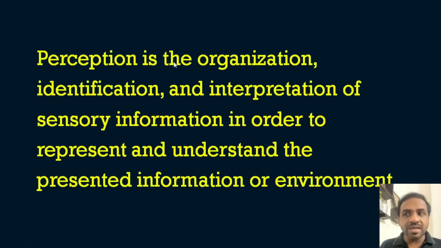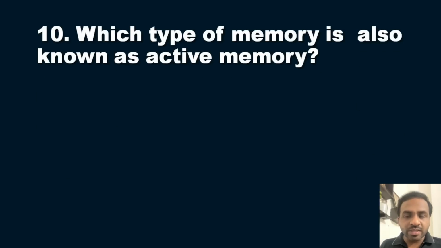Perception is the organization, identification and interpretation of sensory information in order to represent and understand the presented information or environment. Perception we already know. It's an organization, identification and interpretation. So don't be confused between these four terms. I think that confusion has cleared. Now we can move on to the 10th question in our series.